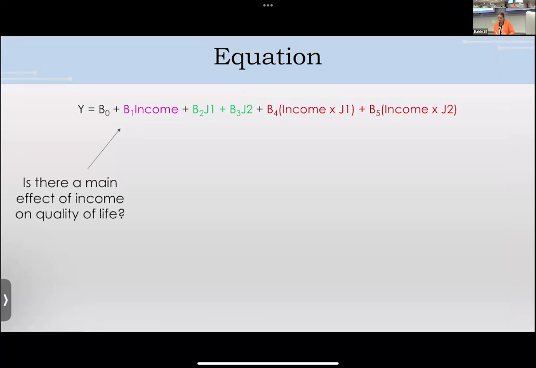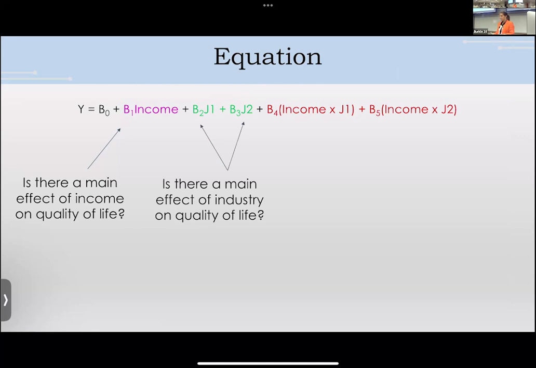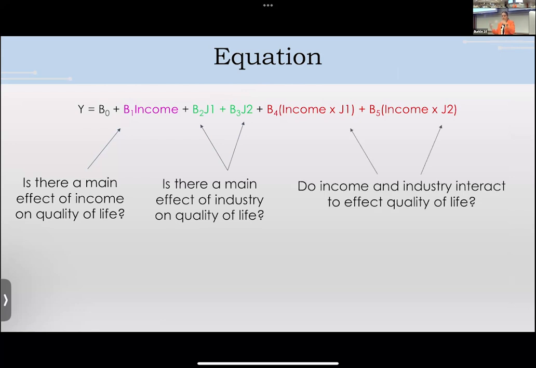You've got the pink, which is still, is there a main effect of income on quality of life, right? Then you've got the green. That's what? Main effect of industry on quality of life. And then you've got the red, and that's what? The interaction. Good. How do we talk about the interaction? Well, do income and industry interact to affect quality of life?